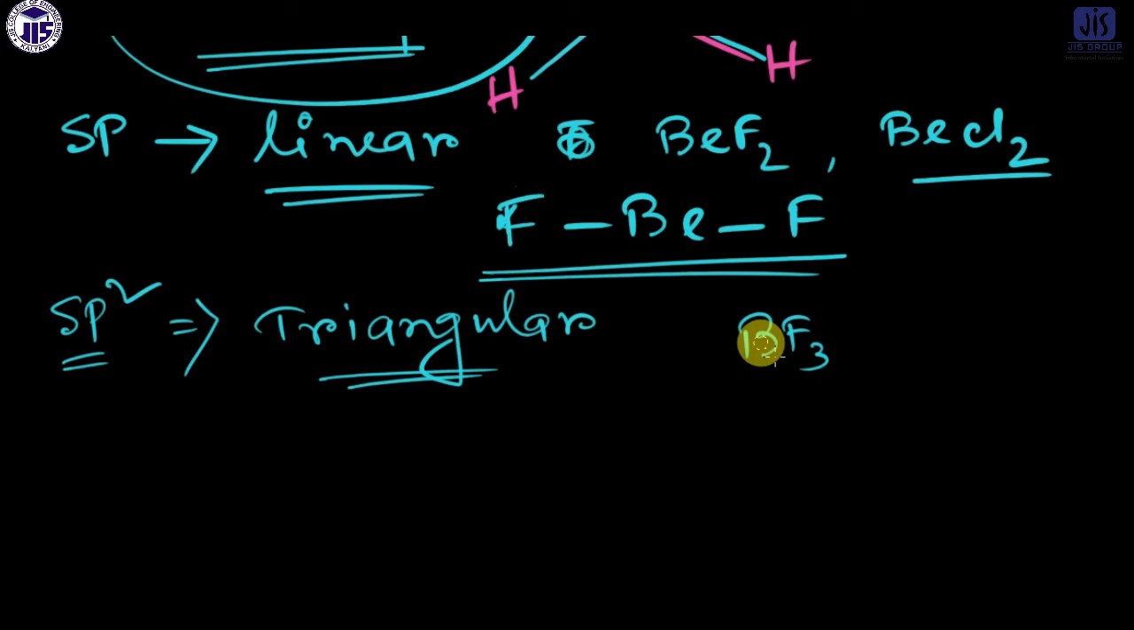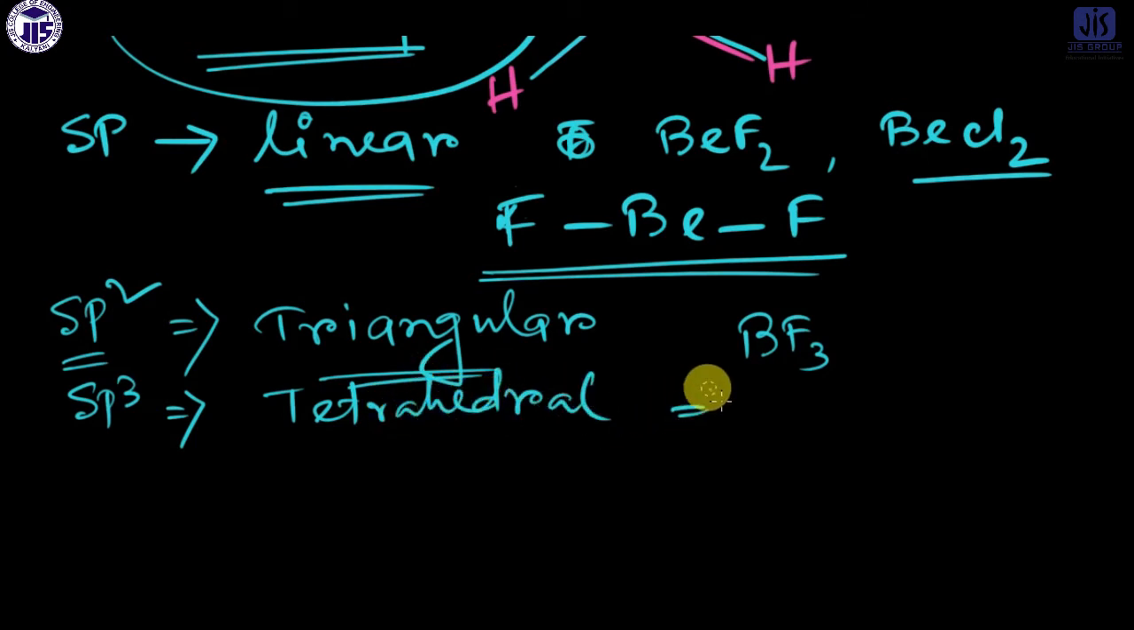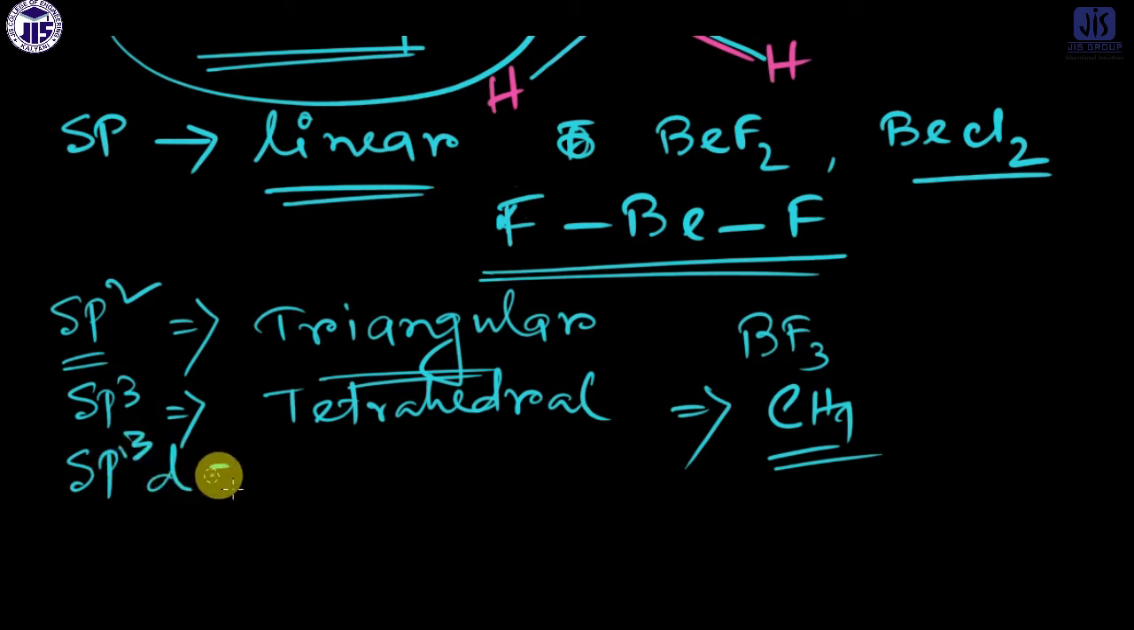Now if you take the examples of sp3, which I already discussed with you, the general geometry of sp3 is tetrahedral if there is no lone pair. The most common example here of sp3 is methane. If it is sp3d, then the geometry will be TBP.